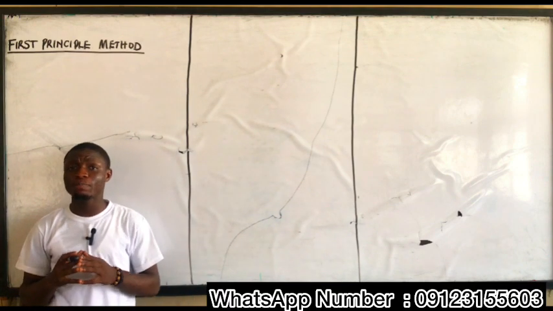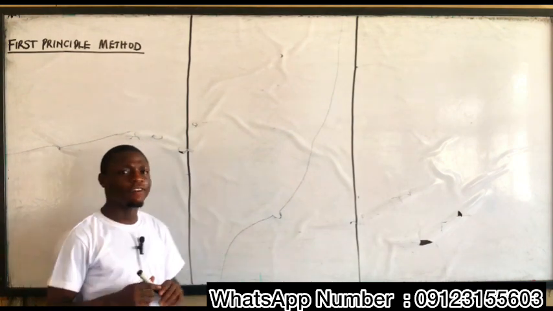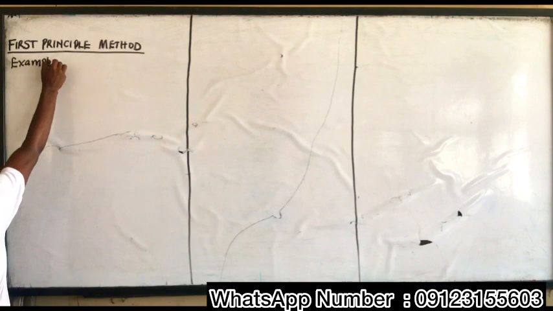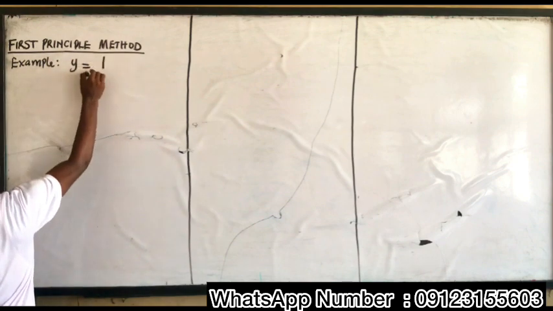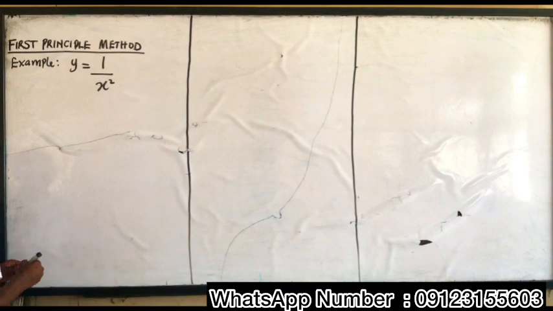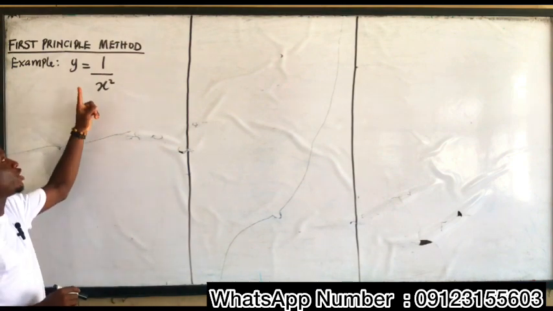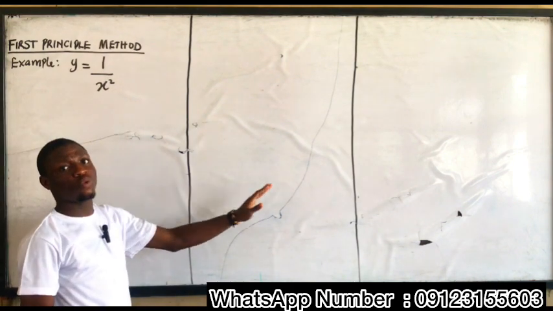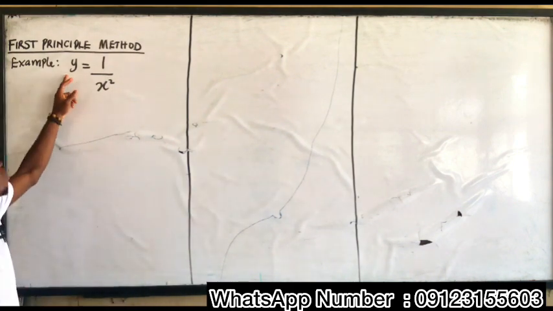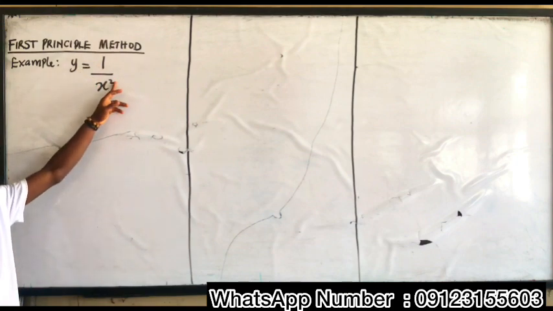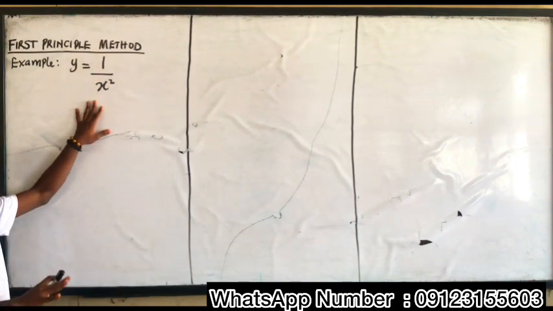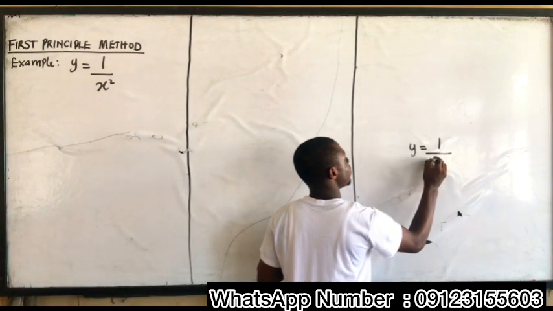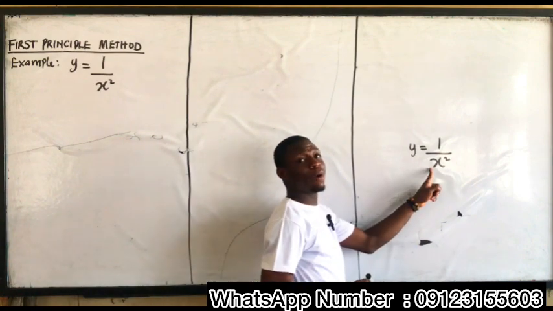We're still on the first principle method of differentiation. For example, if I have y is equal to 1 over x squared. In our previous class, we did y is equal to 1 over x, and at the end we had minus 1 over x squared. Now in this case, we have y is equal to 1 over x squared. If I apply my general method, my first priority here is to take this and use indices.